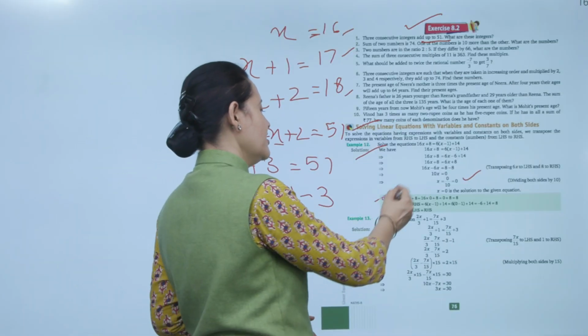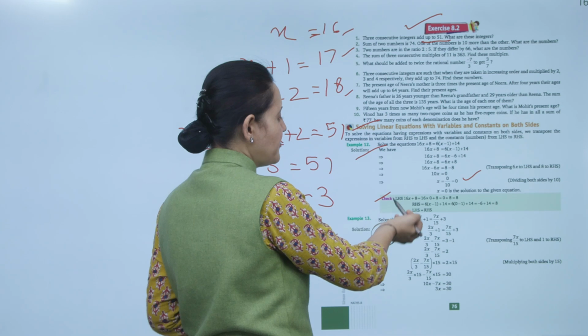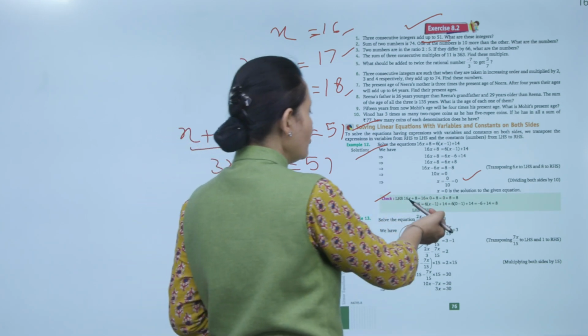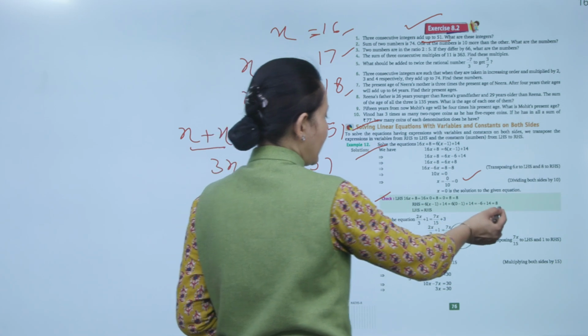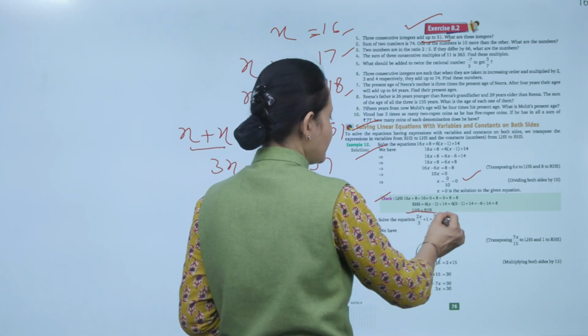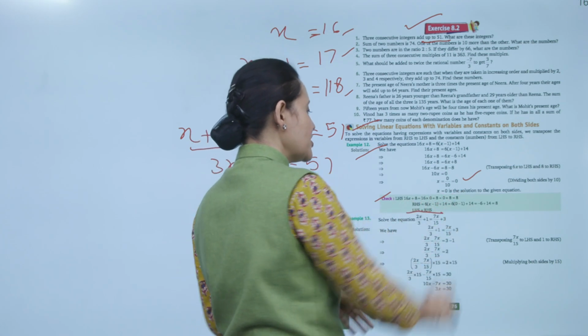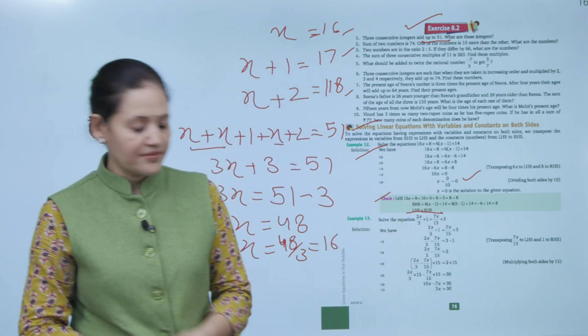We can also check. Putting the value 0 in the left hand side, we get 8. Now we'll put the value in the right hand side. So again we'll get 8. That means left hand side equals right hand side. That means x equals 0 is the solution of the given equation.